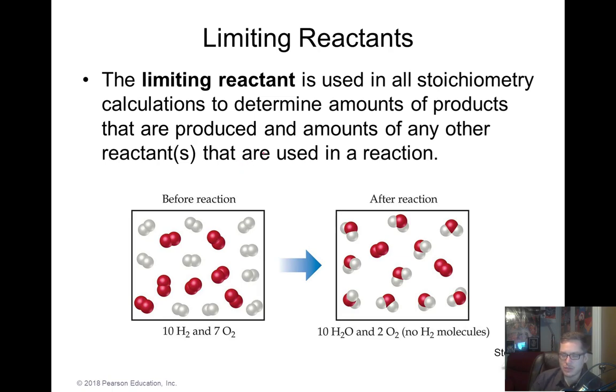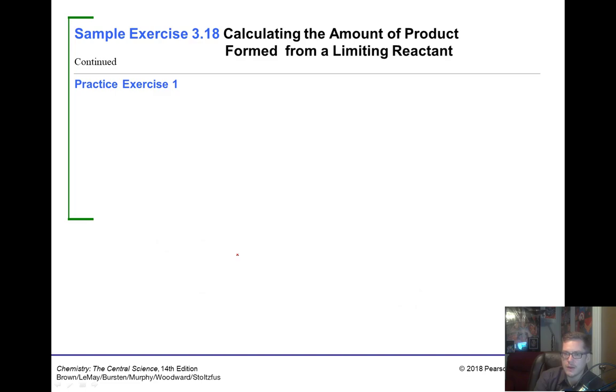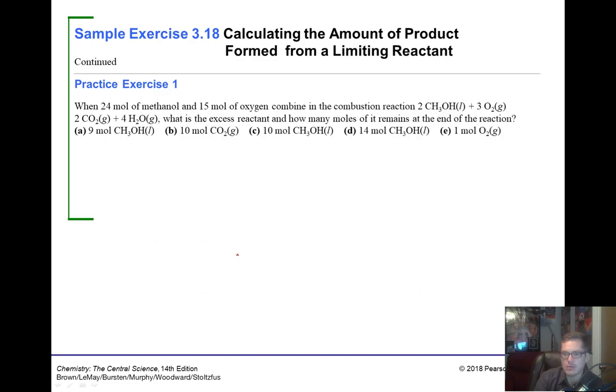So anytime you're given a reaction that has several different reactants and they give you amounts for each of those, you always have to do a limiting reactant problem to start, just to figure out which one reacts first. And then from there, you can move forward and solve whatever else it's asking for. All right, so let's do a practice problem here.